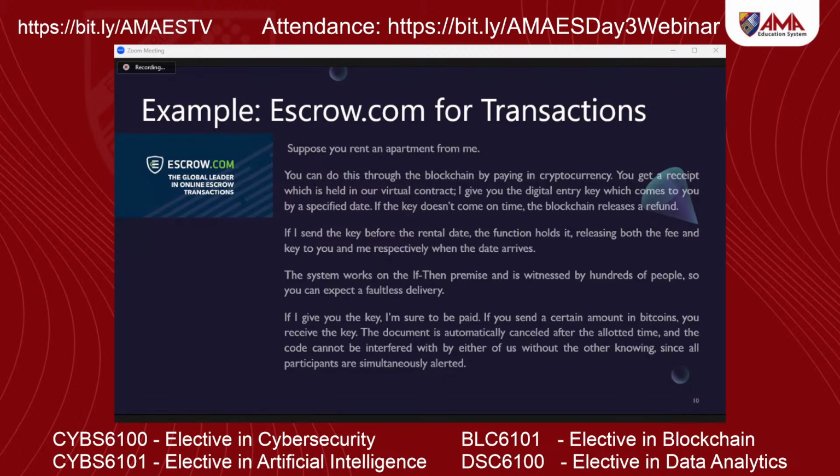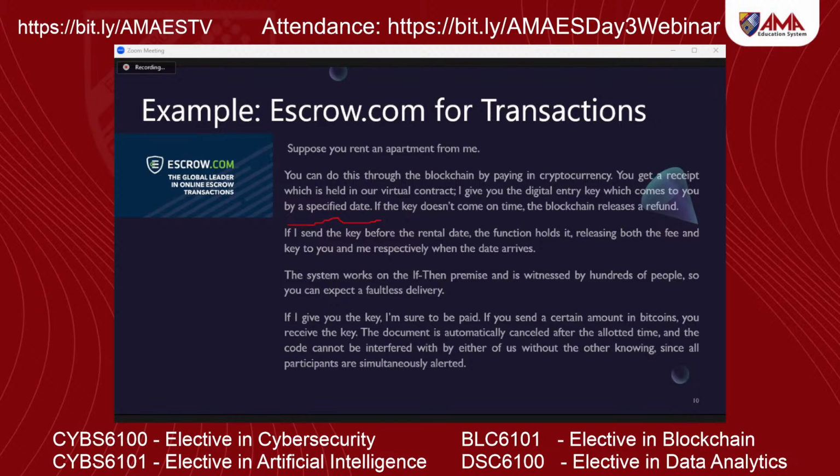Then you can do this through the blockchain by paying a cryptocurrency, any cryptocurrency or may specific na cryptocurrency. Okay, you get a receipt which is held in our virtual contract. I give a digital entry key which comes to you on a specific date. If the key doesn't come on time, the blockchain releases a refund. Kapag parang may time lapse lang din, may time stop siya. Kapag di ka nagbayad at that time na nakalagay sa contract, mawawala, kapag pwede siya ma-refund or pag hindi sumakto.